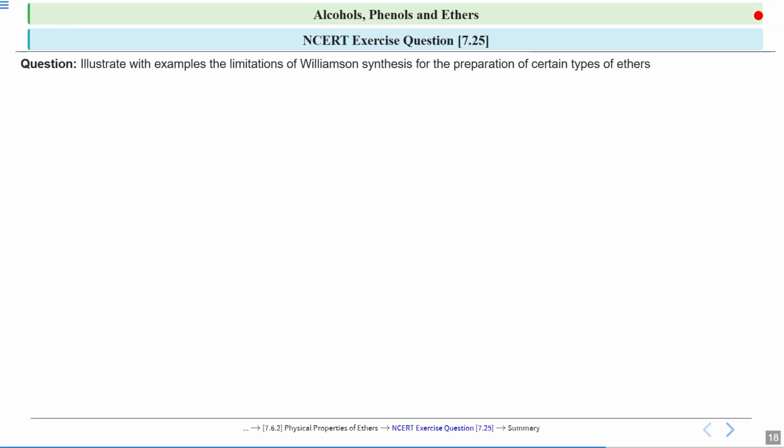Now let us solve this NCERT question, that is 7.25. The question says: illustrate with examples the limitations of Williamson synthesis for the preparation of certain types of ethers. So you have to tell the limitations of Williamson synthesis for the preparation of certain types of ethers. I'll give you 30 seconds to solve, and then we will discuss.